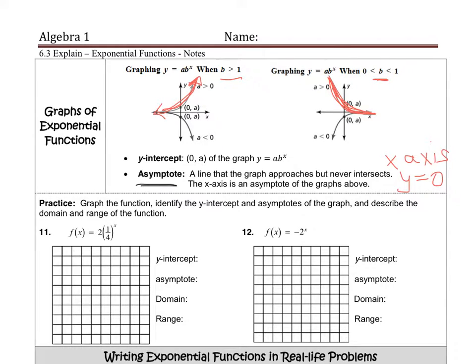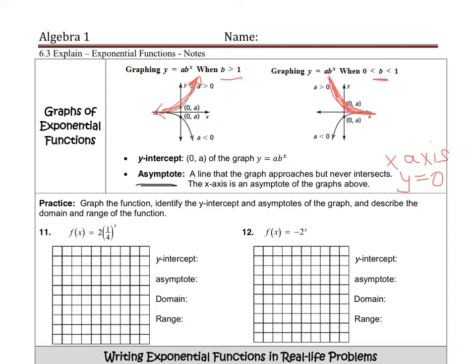We won't look too much at the reflection, but when our a value is negative on either one of these two graphs, it's going to reflect across our x-axis. It's going to reflect the graph down. We have the same thing in quadratics. We'll look at that as well, reflections of lines. So that's the things to remember, especially the word asymptote. And our initial amount, the a value, is always our y-intercept.